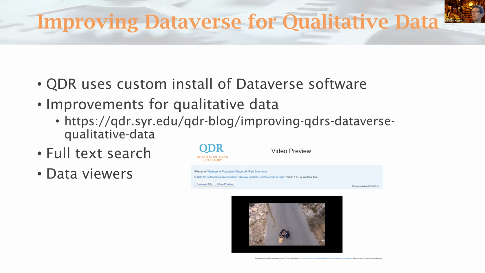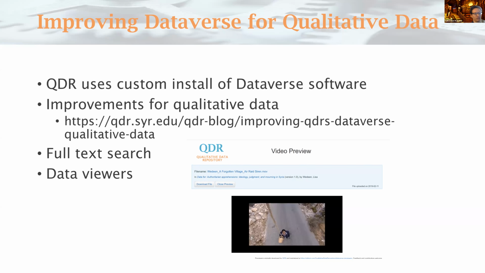That wasn't terribly hard, but any reasonably easy to index text files, so Word docs, PDF files, text files, HTML files, we index and then make full text searchable. A lot of QDR data is restricted to registered users, which meant we had to think about how do we make those search results available.